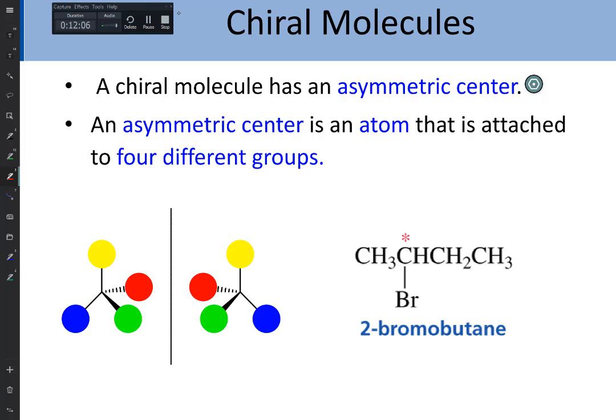So let's see, did I build this molecule? No, I built this molecule. Oh yeah, I built 2 of the same ones. Right? Nice, right? So watch this. I'm going to make the mirror image.